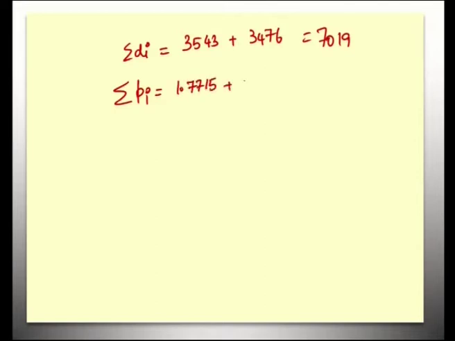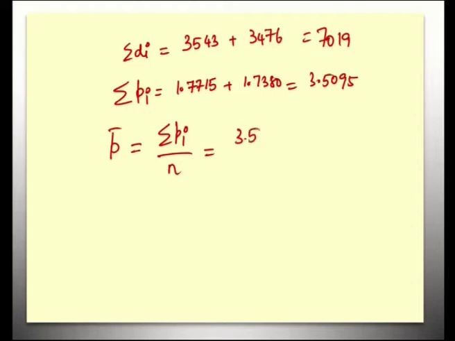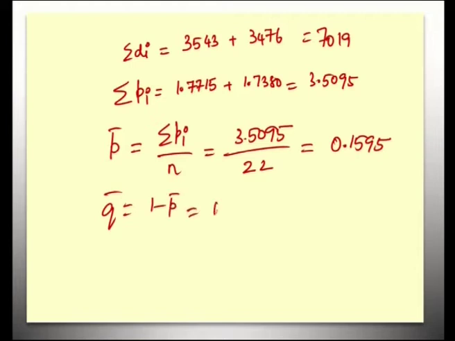So, summation Pi values is 1.7715 plus 1.7380, which is equal to 3.5095. Therefore, P bar is equal to summation Pi by n, which is 3.5095 divided by 22. There are 22 samples, isn't it? That is equal to 0.1595. And Q bar is equal to 1 minus P bar, which is 1 minus 0.1595, equal to 0.8405.